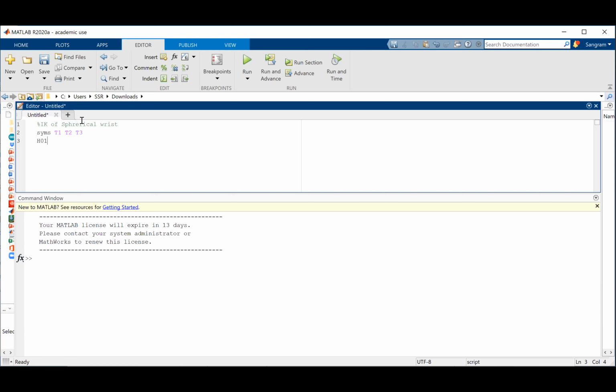H01 is going to be cosine T1, 0, sine T1, 0, sine T1, 0, minus cosine T1, 0, 0, 1, 0, 0, 0, 0, 0, 1. This is my H01.